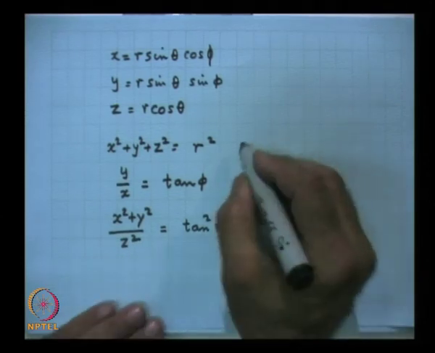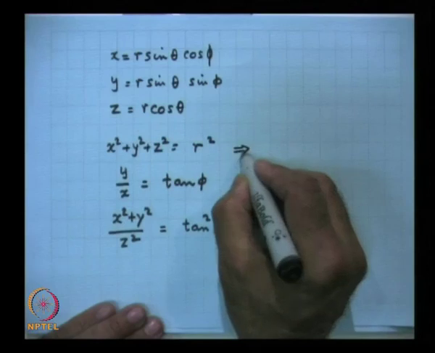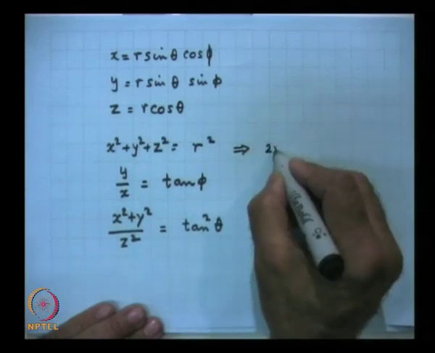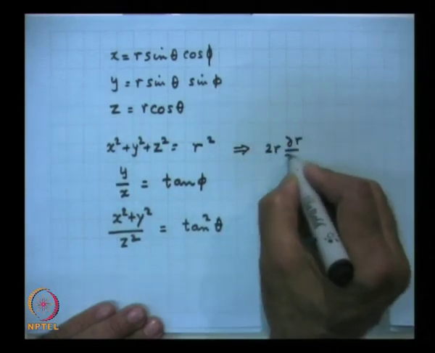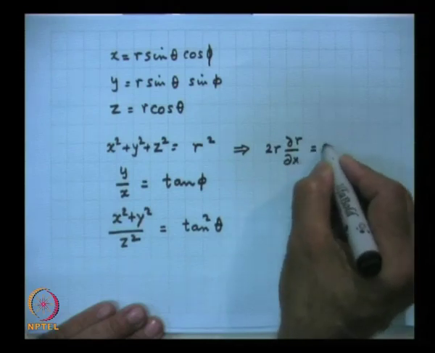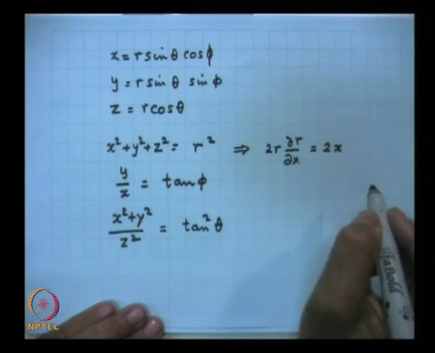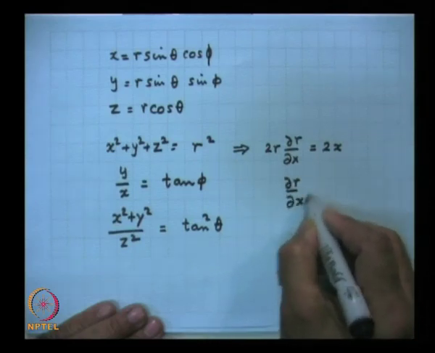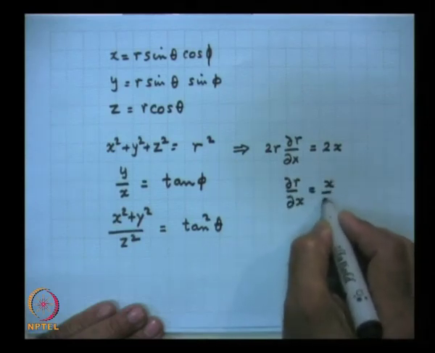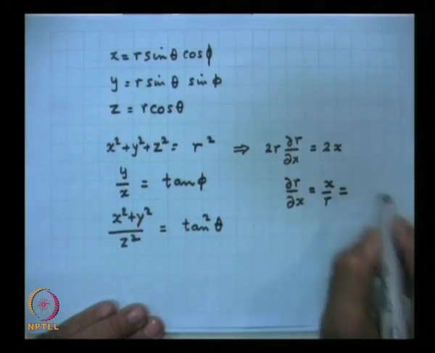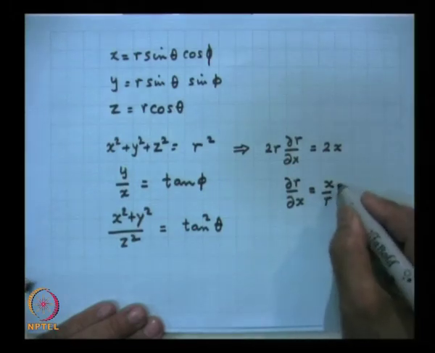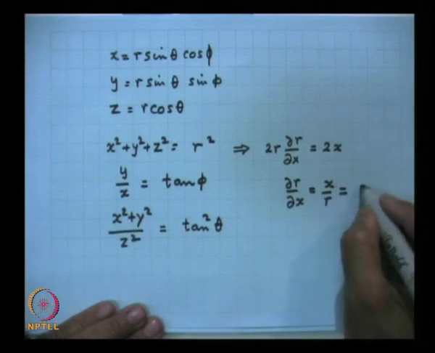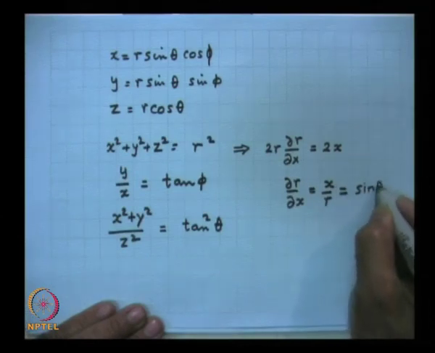For example, here if I differentiate partially with respect to x, I will get 2r del r by del x is equal to 2x. Therefore, del r by del x will be equal to x by r, and here this is r sin theta cos phi, so this is just sin theta cos phi.